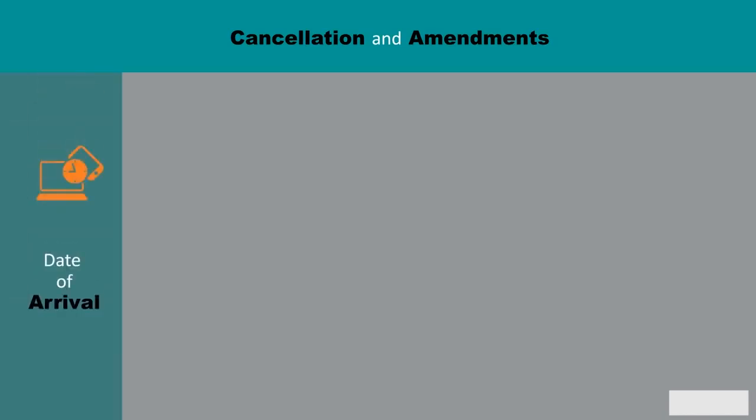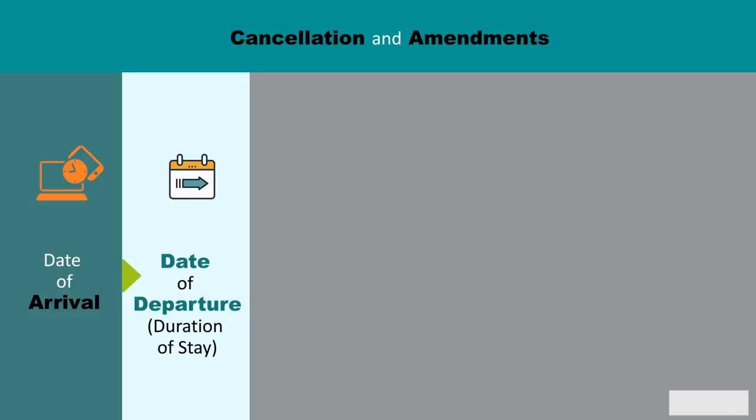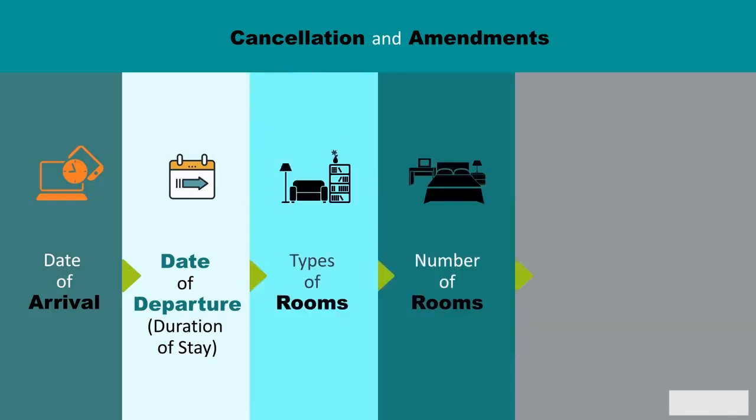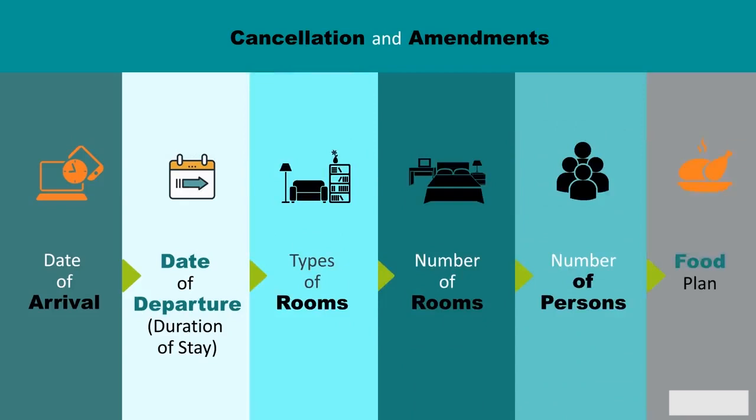Cancellation and amendment. Cancellation is eliminating a reservation that had been done by a guest with the hotel, while amendment is a change in the reservation. The change can be regarding any one or all of the following factors: date of arrival, date of departure, that is duration of stay, type of room, number of rooms, number of persons, food plan.